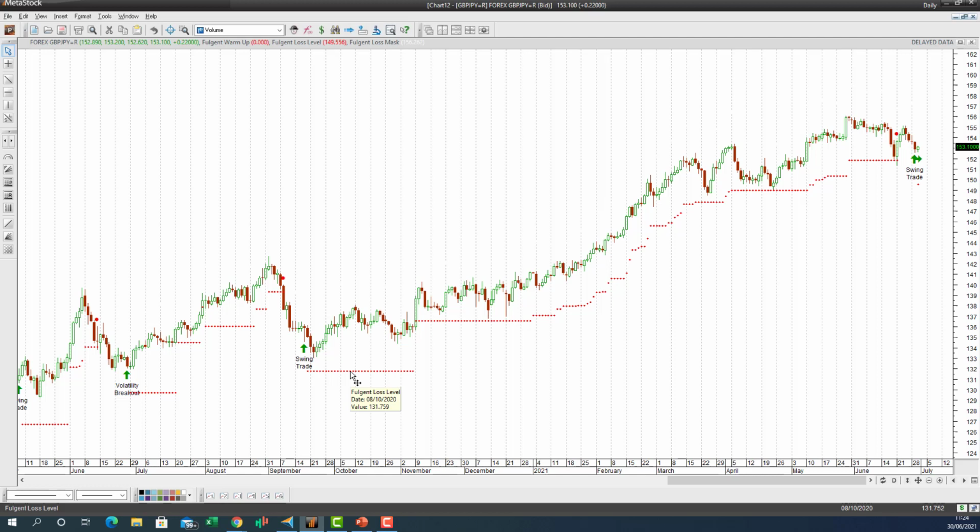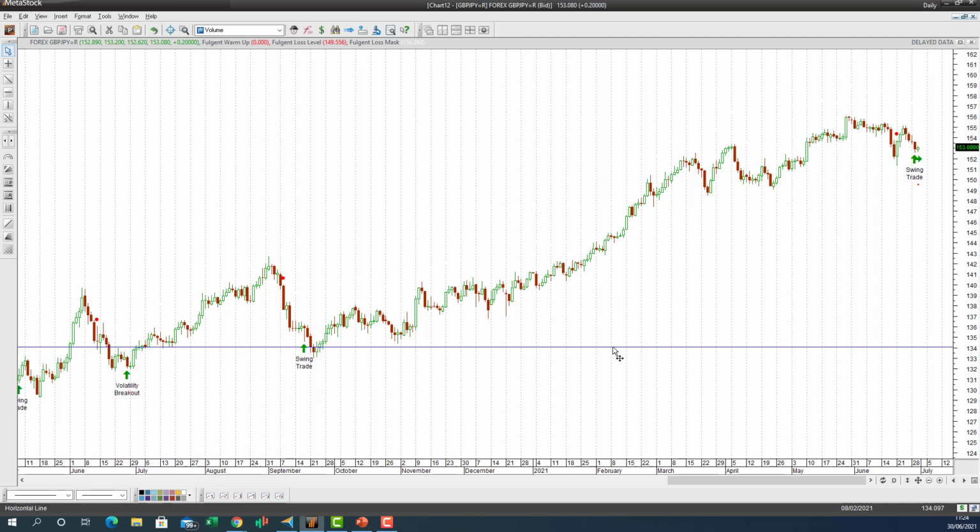131.759 was the trailing stop, and that moved up as the price advanced. So you can see literally between September and now we've only done one trade on sterling yen, and that's been a phenomenal mover. Sorry, this thing is slow because it uses a tremendous amount of computing power, and I'm still recording, so that puts a lot of extra memory on the machine.